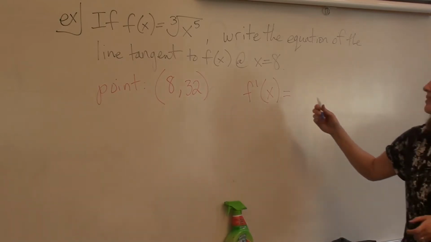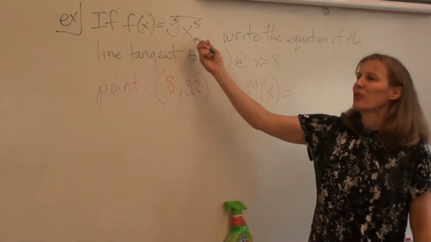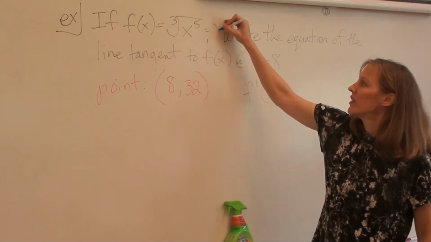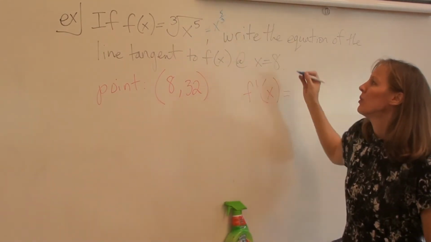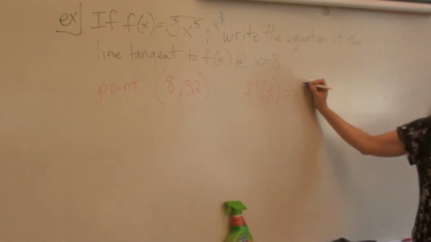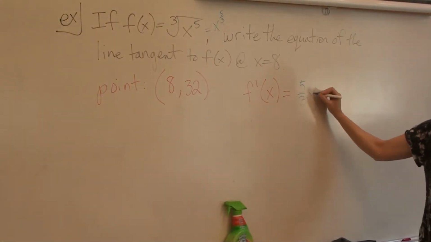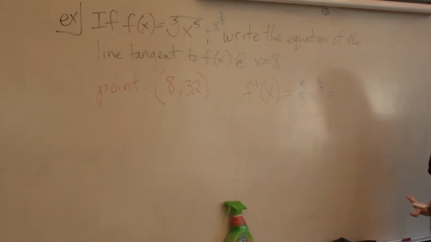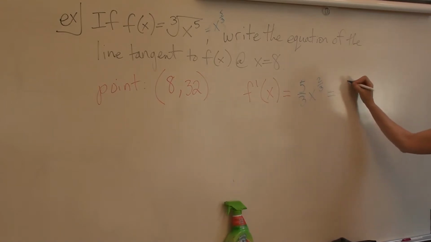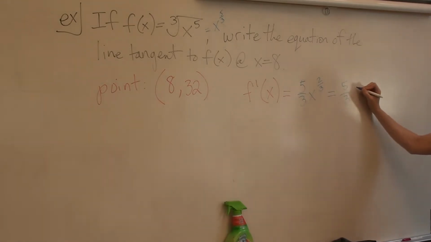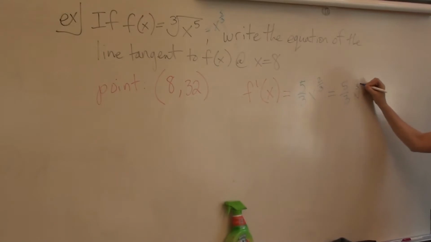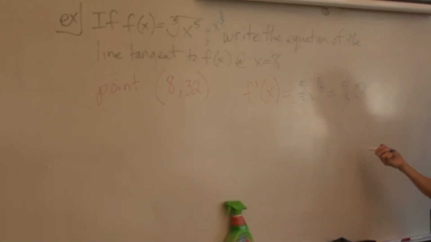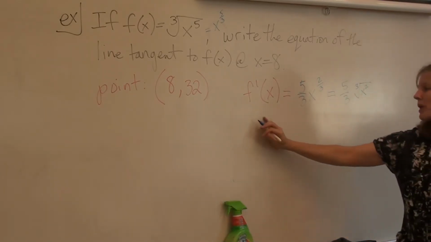All right. Y minus 32. How do I rewrite this function as x to a power? X to the 5/3. So what's the derivative? 5/3 x to the 2/3. To rewrite this back so that I can plug a number in and actually get an answer, I have to rewrite this as 5/3 times the what? Cube root of x squared. Or you could write 5 times that all over 3. It's the same thing.